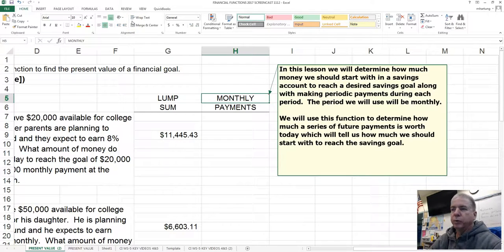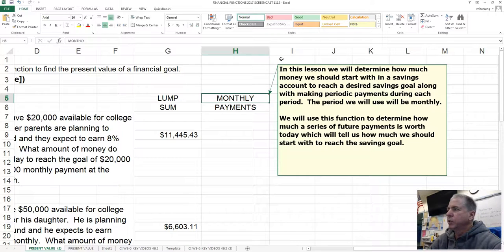In this lesson, what we want to do is to continue to use the present value function, but this time we're going to add a monthly payment, a periodic payment, in order to reach our savings goal. And we're going to make that payment at the beginning of each month. And so here's some notes here that you could add to your worksheet.